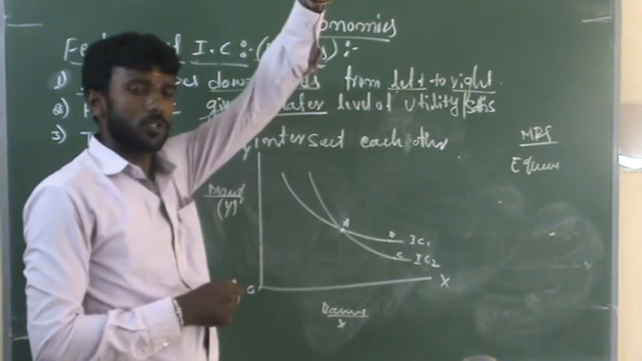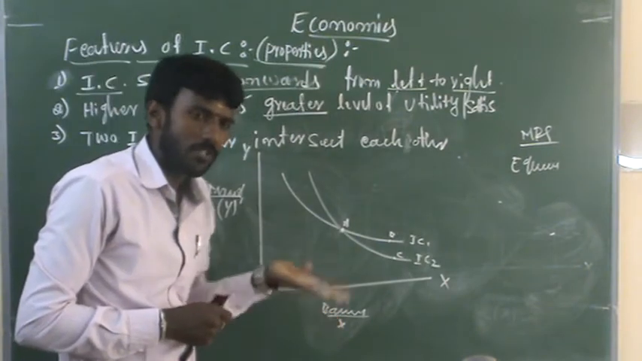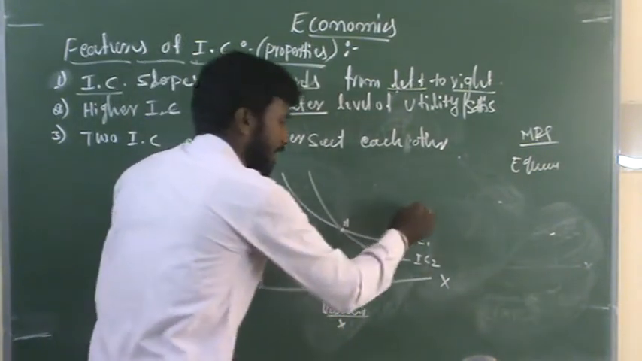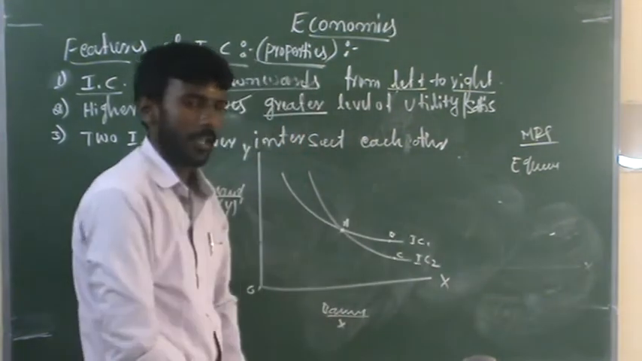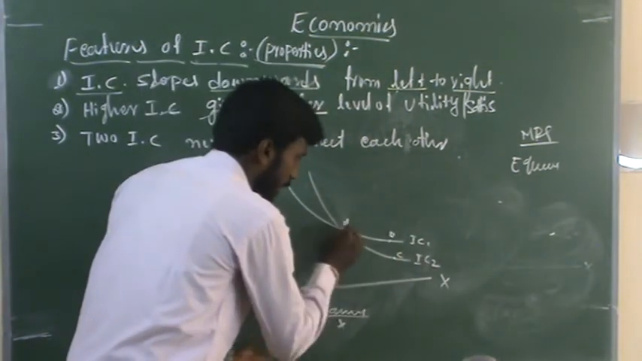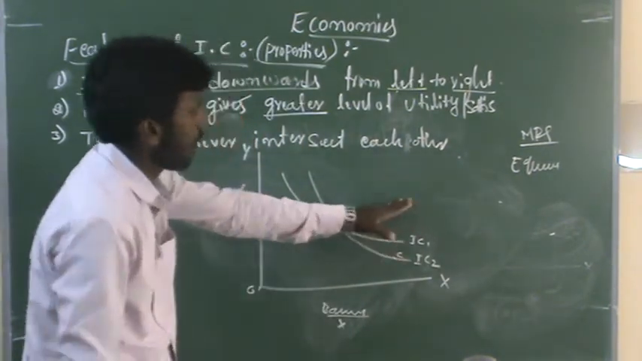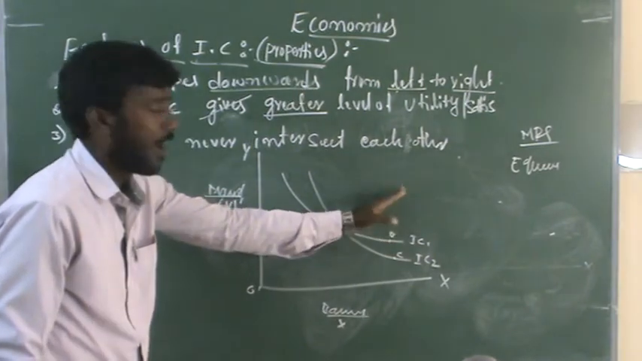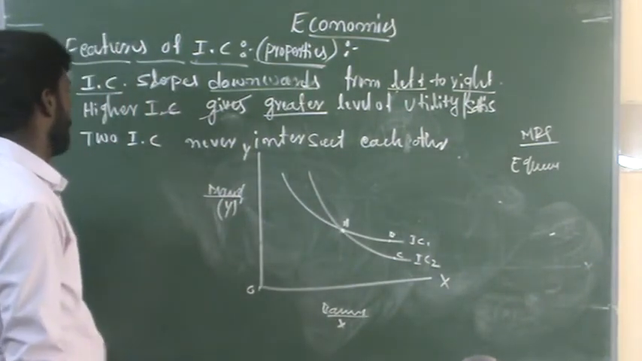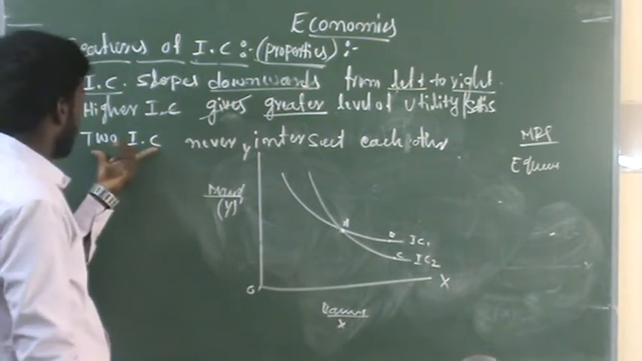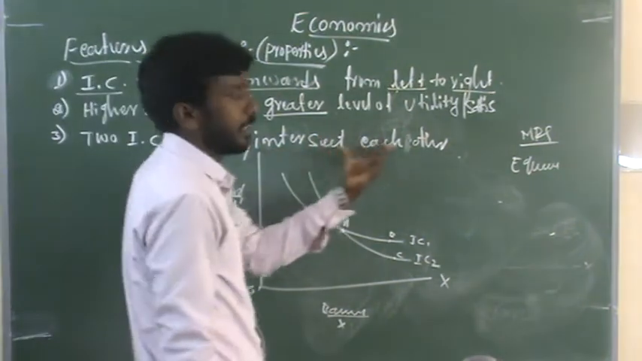Higher indifference curve shows a higher level of satisfaction, lower indifference curve gives a lower satisfaction. But now higher and lower, I mean IC1 and IC2, both intersect at the point here. Both together give us the same level of satisfaction. It is completely, that means, opposite to the indifference curve. So due to that reason, in economics the two indifference curves never intersect each other.